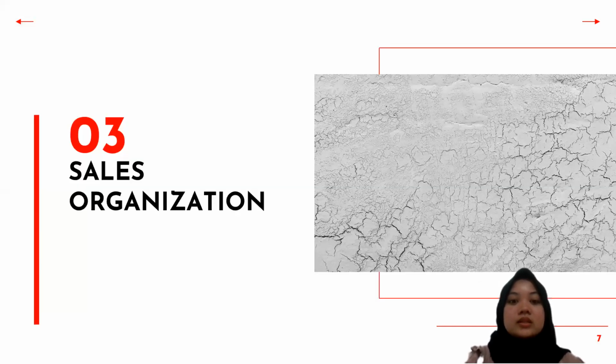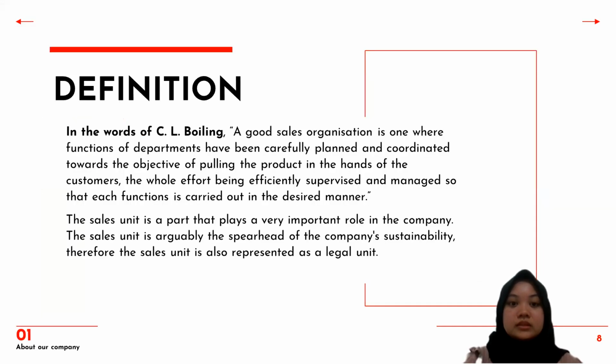Next is about the sales organization. By definition, in the words of C. Boiling, a good sales organization is one where the functions of the department have been carefully planned and coordinated towards the objective of putting the product in the hands of the customer, the whole effort being efficiently supervised and managed so that each function is carried out in the desired manner.